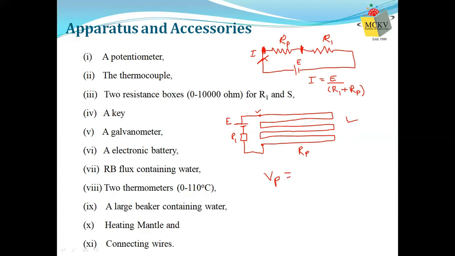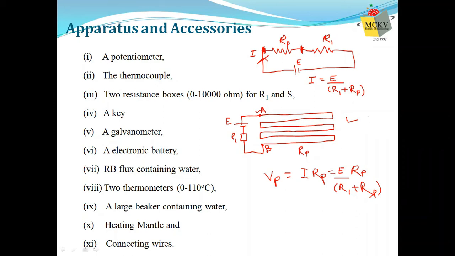If I take this point as A and this point as B, what is the potential drop across these 2 points? So look at the equivalent circuit. It is I into Rp. I is the current flowing, I into Rp, and that is E by R1 plus Rp into Rp. So this is the net potential drop across the potentiometer wire.